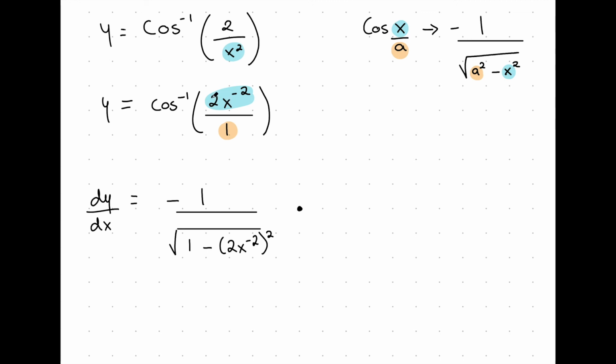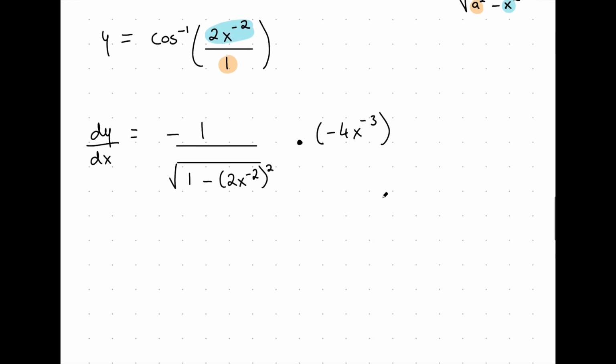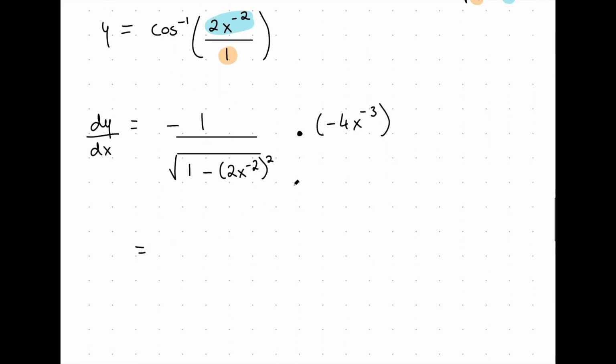And I'm going to have the differential of 2x to the minus 2. So the rule is multiply down by the power. So I get minus 4x, take 1 off the power, to the minus 3. And I'm then going to multiply that out so that I get 4x to the minus 3 all over, and then we're going to have our 1 minus 2x to the minus 2 squared. So it's 1 minus 4x to the minus 4.